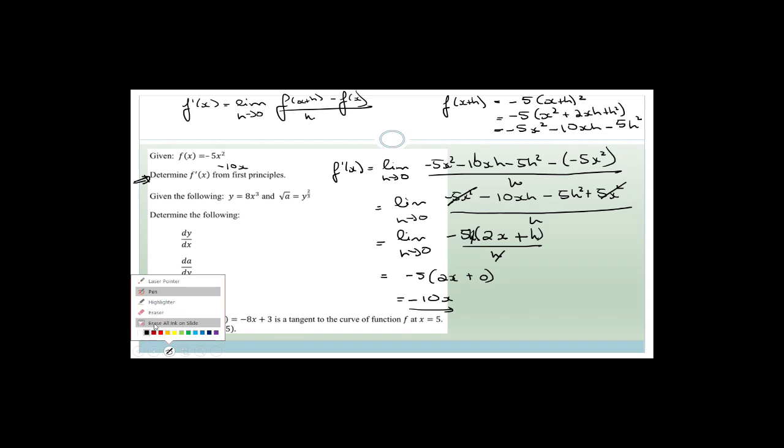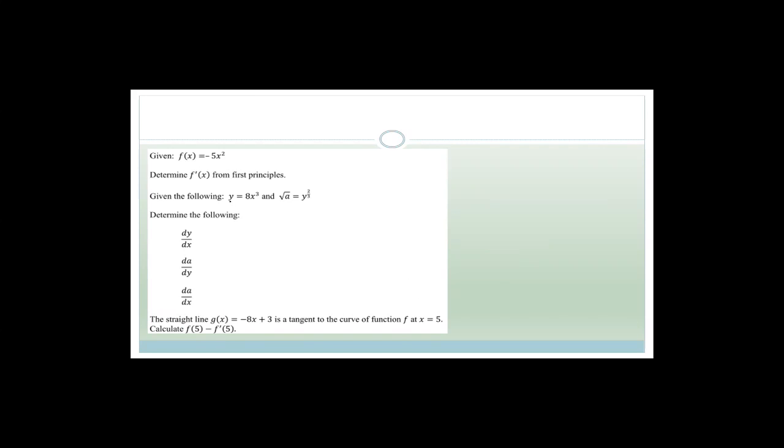Okay, nice question. Now it says, given the following, y is equal to 8x cubed, and A is equal to y to the two thirds. It says, firstly, determine dy by dx. Well, that's actually really easy. That's just that one. So we can say y is equal to 8x cubed. Therefore, dy by dx is going to be 8 multiplied by 3x squared. Okay, that's pretty easy. So that becomes 8 times 3, which is just 24x squared.